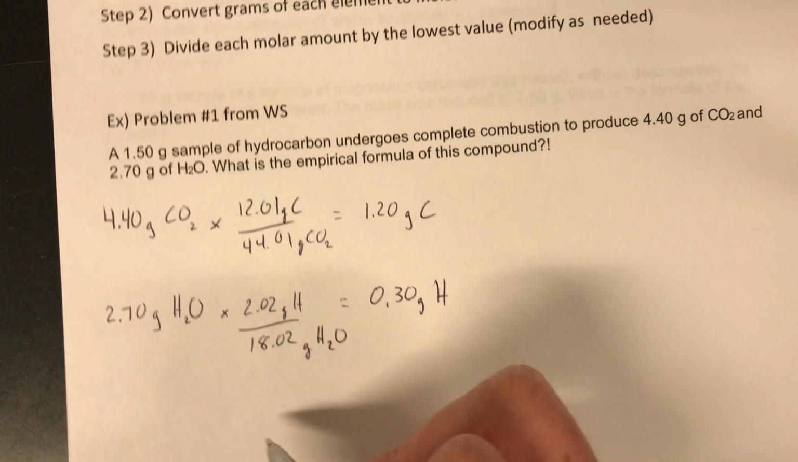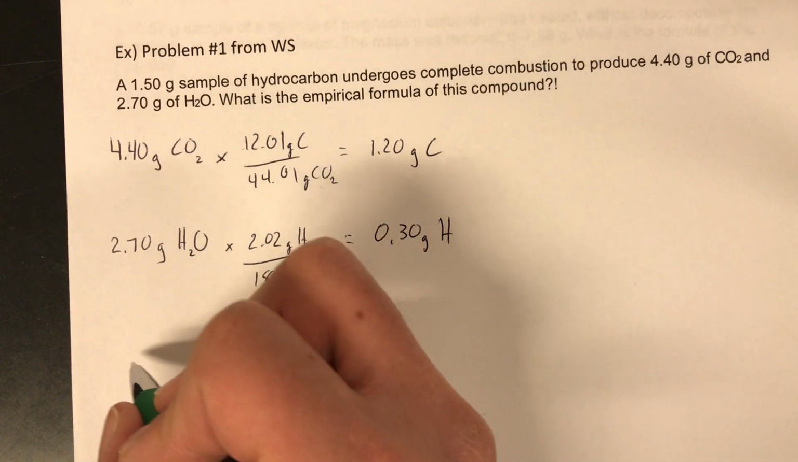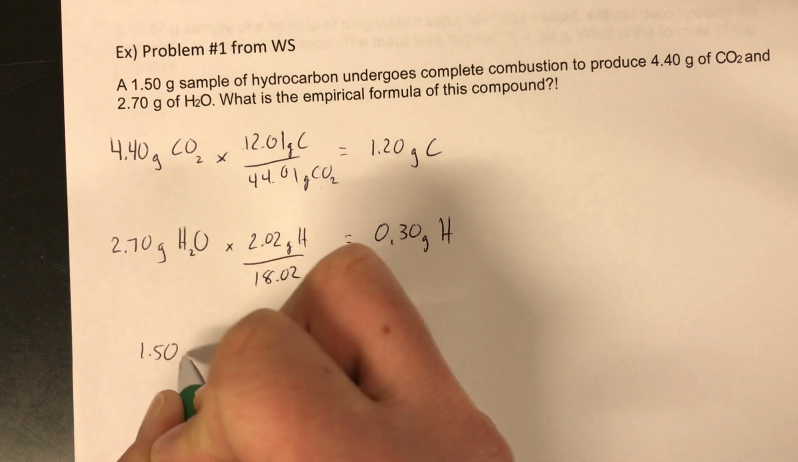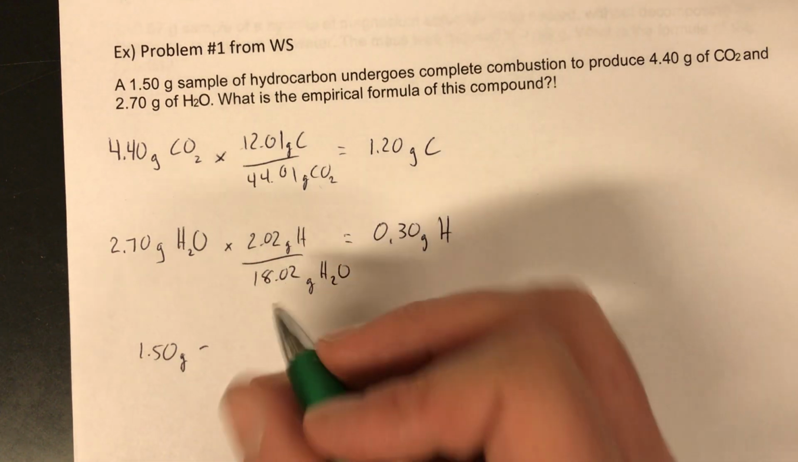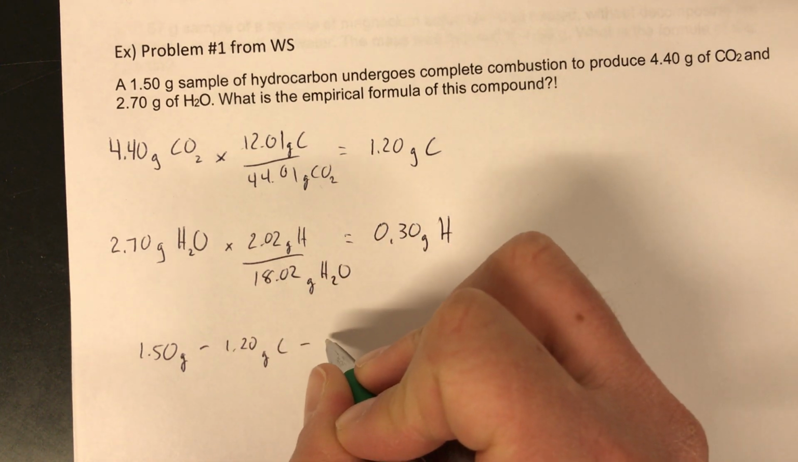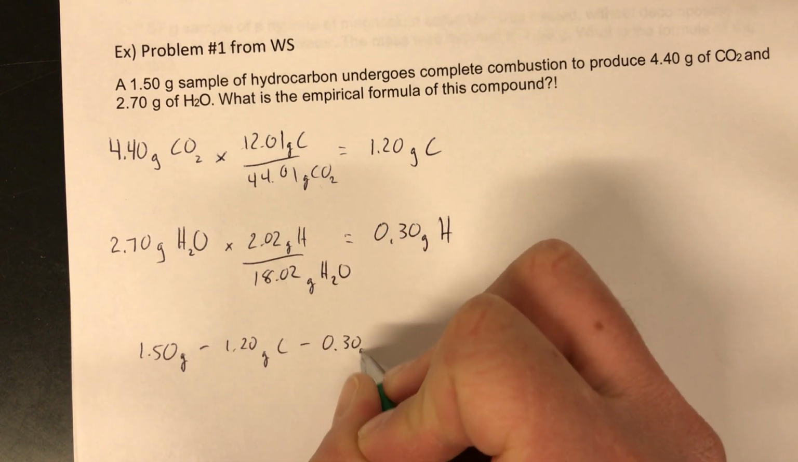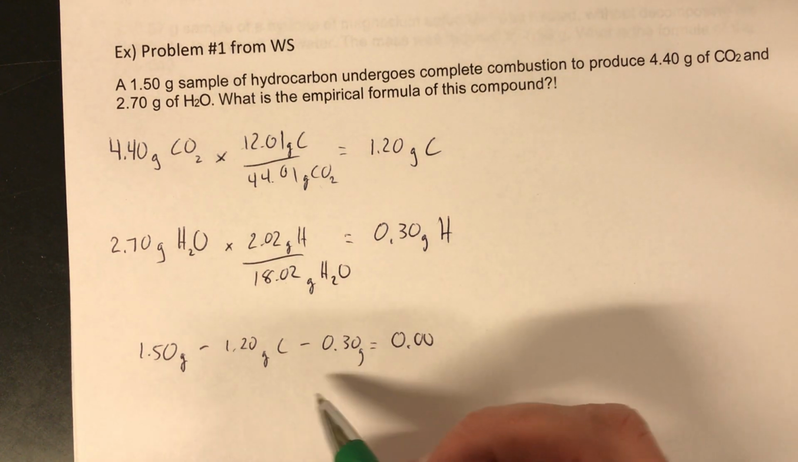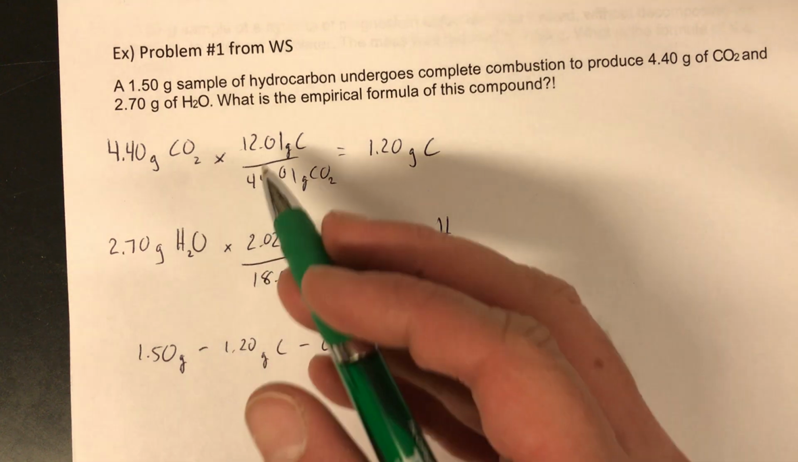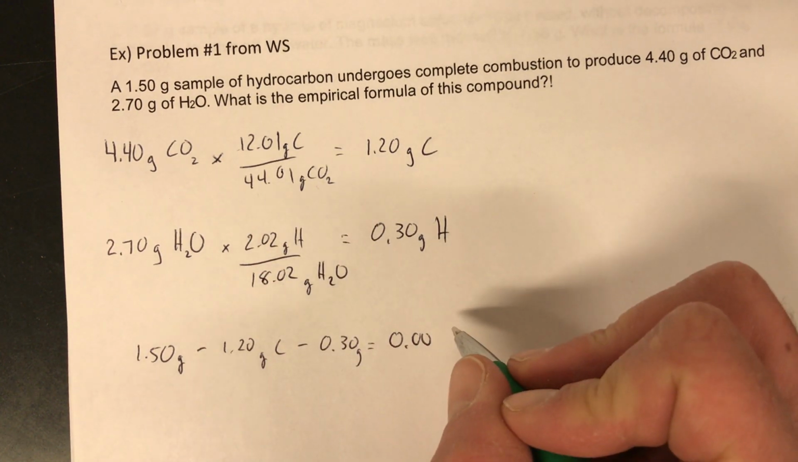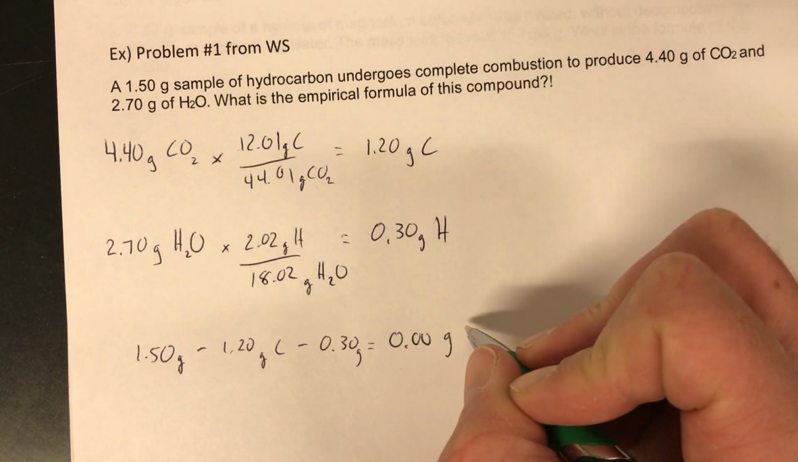Now to figure out if we have oxygen, we take the original amount, which we had, 1.50 grams. We're going to subtract the carbon. We're going to subtract the hydrogen. And that means there's nothing left over. That means there is no oxygen in that hydrocarbon. It's just carbon and hydrogen. If there was some left over, then we would do the same thing that we're going to do next with that.